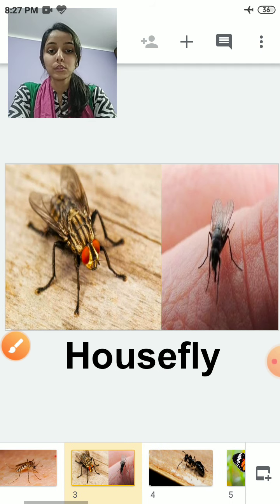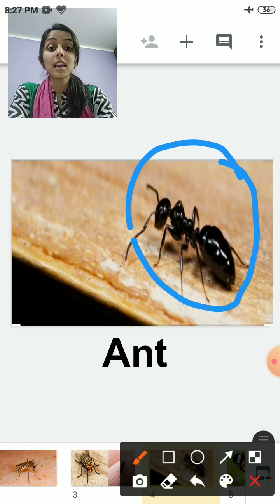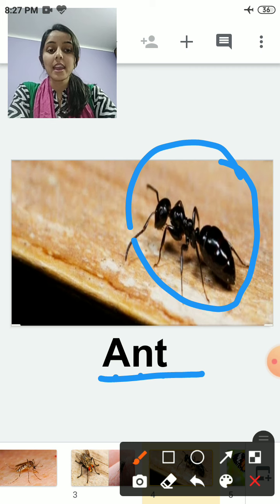Now, what is this? Yes, this is an ant. Ant. A N T. Ant.